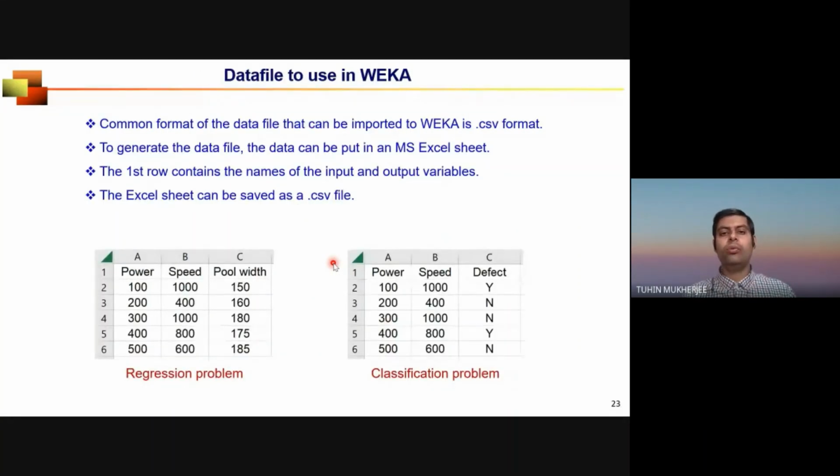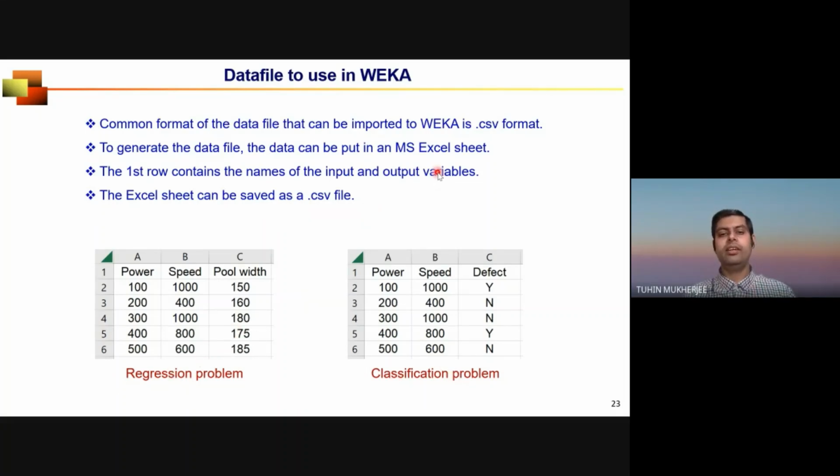So Weka takes a data file. As you know, machine learning is all about data, right? So how do we give data to Weka? We generally use a .csv file. You put the data in MS Excel and save the MS Excel sheet with a .csv extension. And you can easily import .csv into Weka and perform machine learning calculations. Now I was mentioning that there are two types of problems: regression problem and classification problem.